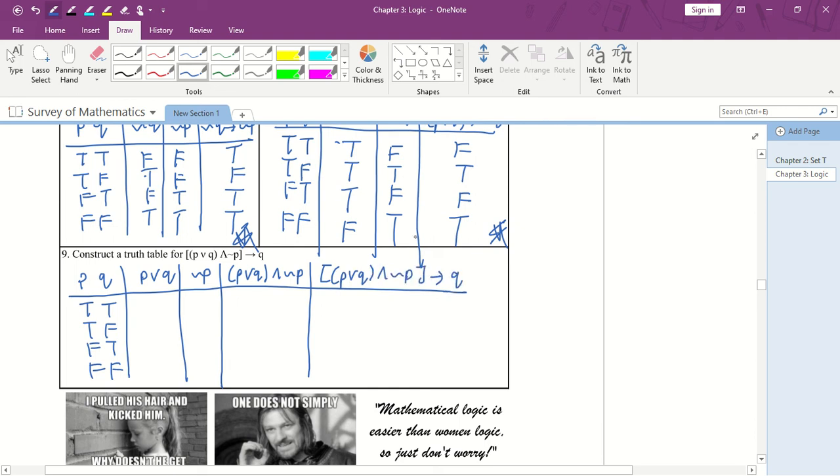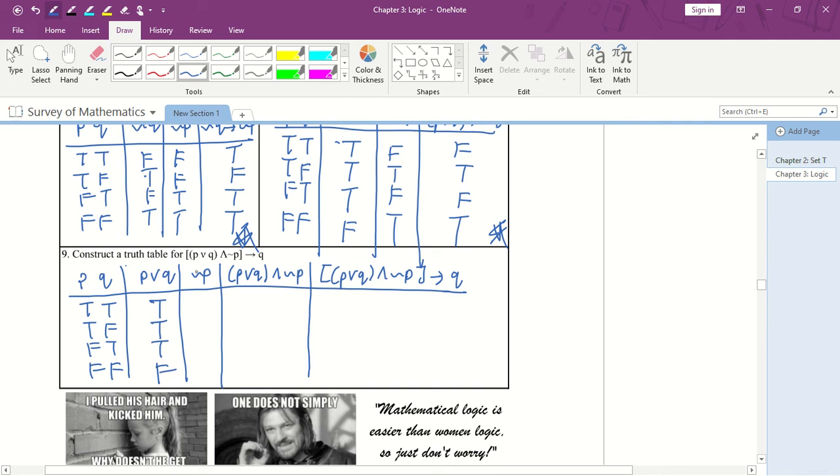Okay, so it actually is simple. We have built up the steps. We just need to put the truth values now. So P or Q. Again, or means only both of them false can make it false. Okay, so true, true becomes true. True, false becomes true. False, true becomes true. False, false becomes false.